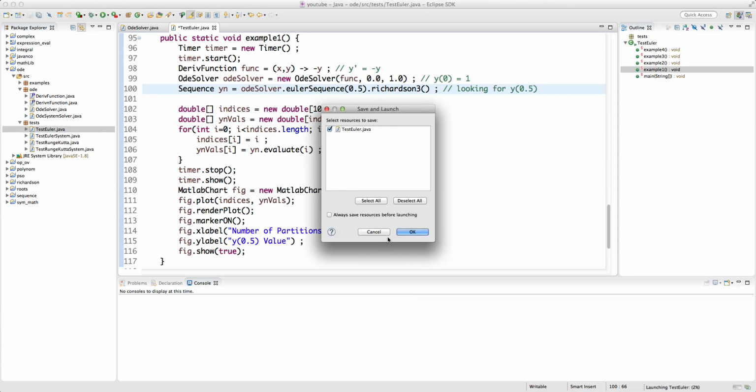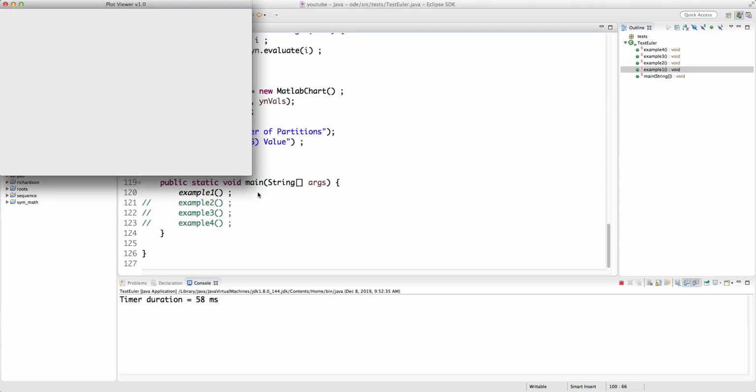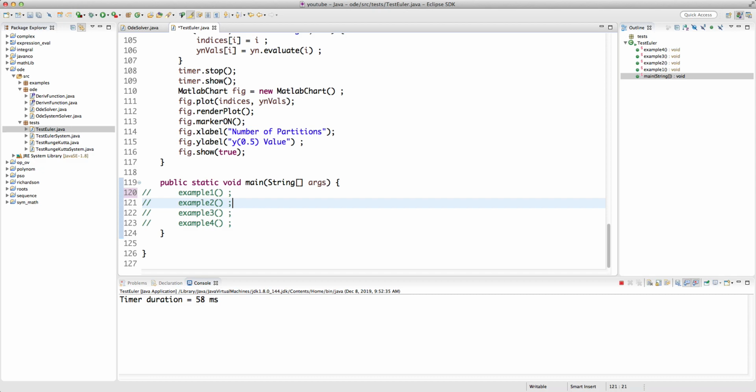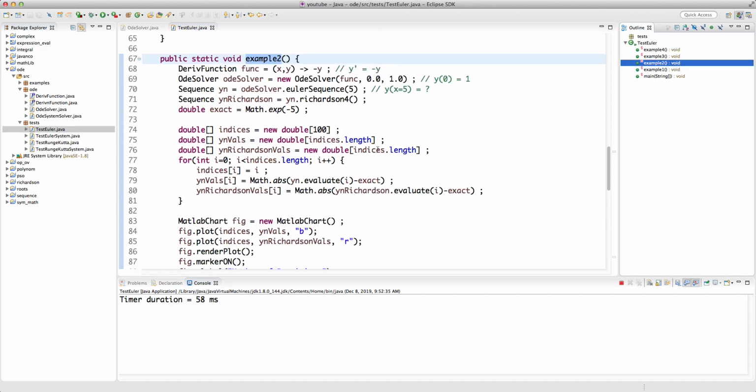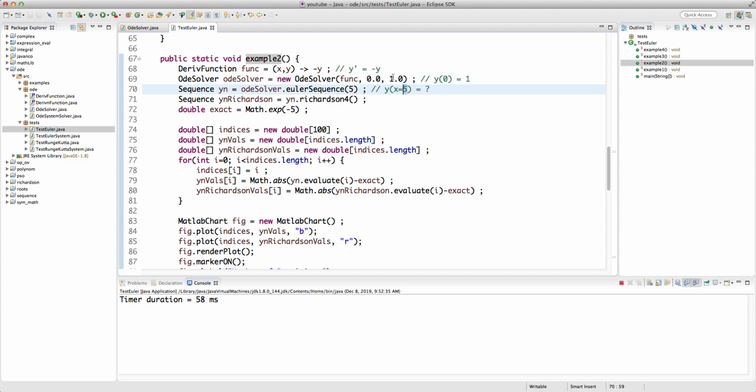Instead of in example 1, where I calculated y at 0.5, which was very close to the initial point. Let me run it one more time. Okay. And now let's look at example 2. So we are getting farther away from the initial point, which was 0. Now we're calculating at 5.